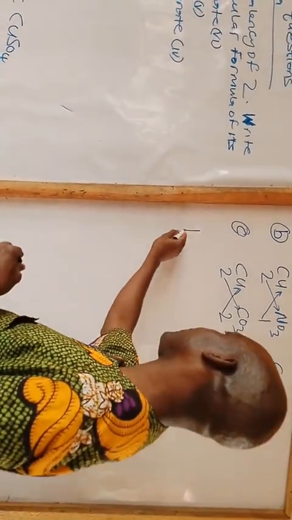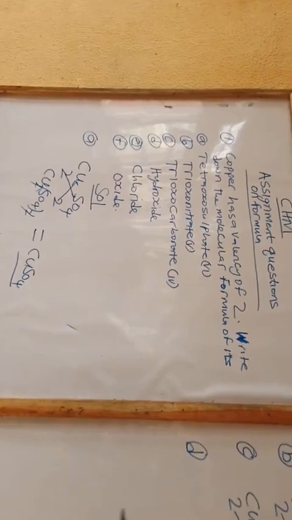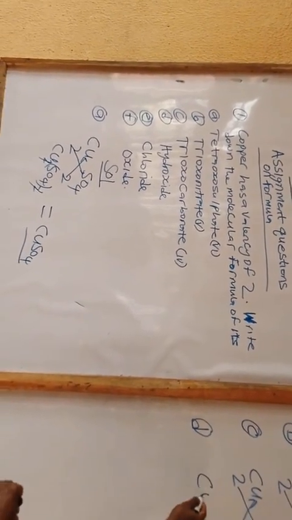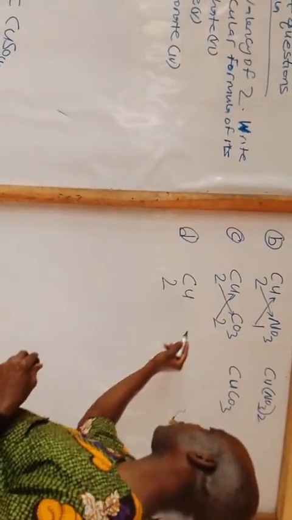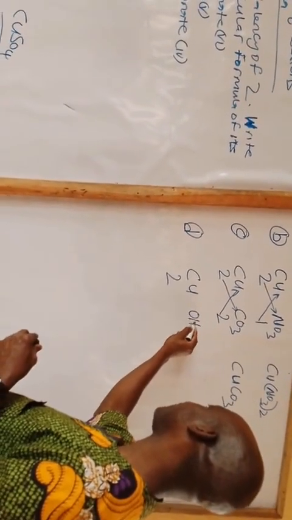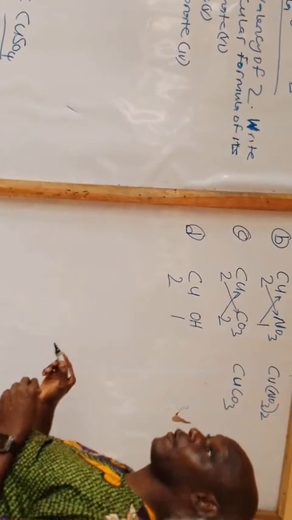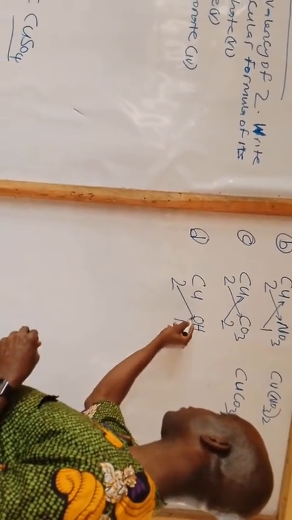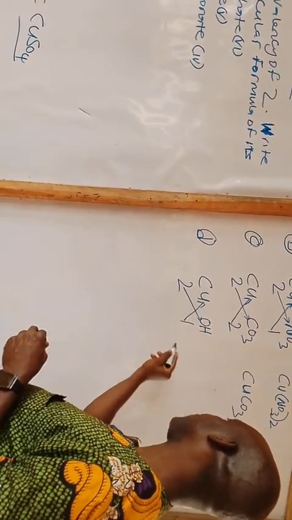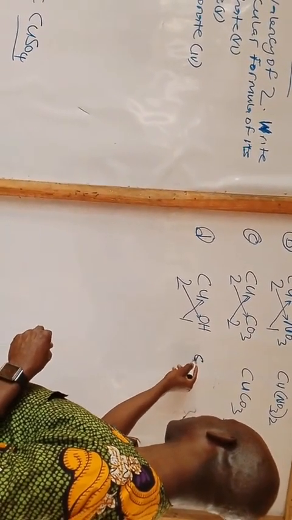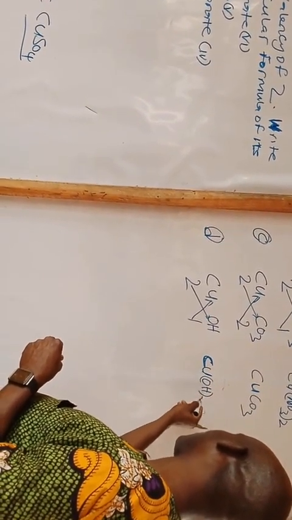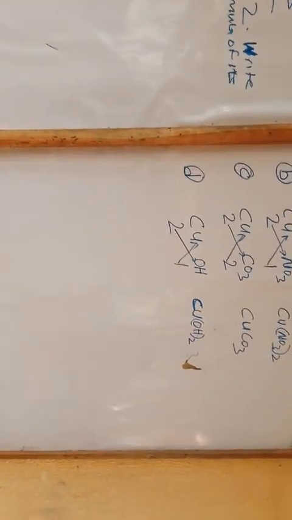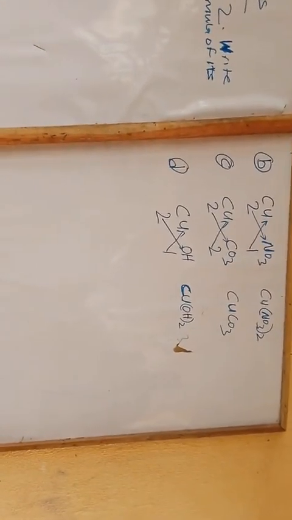D part of the question says that copper has a valency of 2, so copper is having a valency of 2. Write down the molecular formula of its hydroxide. In our previous classes, we have already established that hydroxide is OH, which has a valency of 1. So the 2 for copper goes to OH, the 1 for OH goes to copper. So that now becomes Cu(OH)2, that is copper 2 hydroxide, with OH in bracket and 2 outside the bracket.